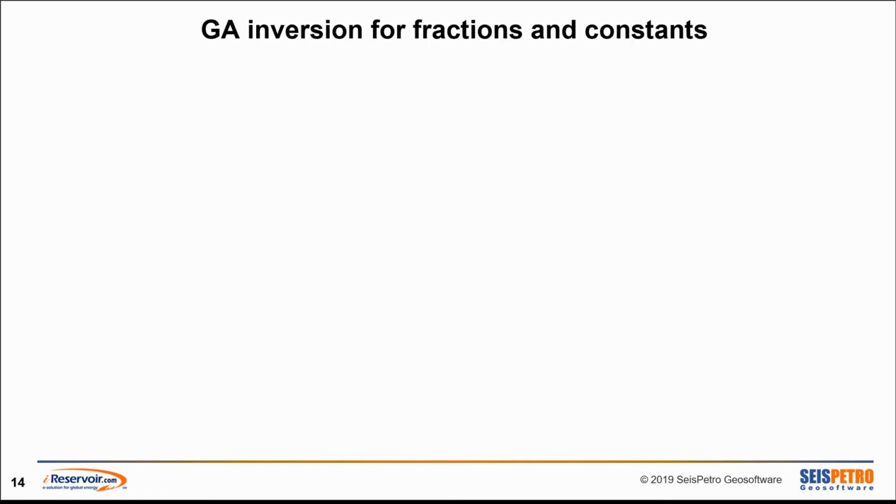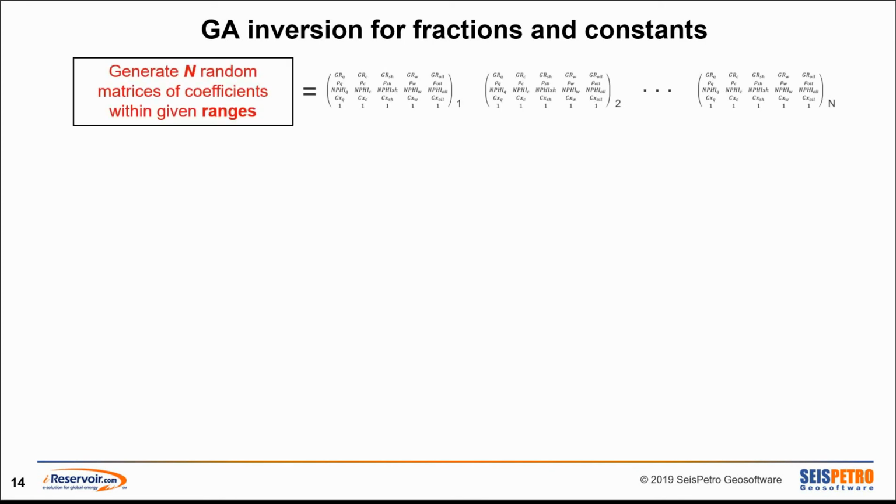In a previous slide, I showed the details of the standard multimineral analysis for the estimation of fractions of the different minerals and fluids present in the rock. What I will show in this slide is how this process is modified when we use a genetic algorithm. The first step is the generation of n random matrices of coefficients within given ranges that are specified by the petrophysicist.